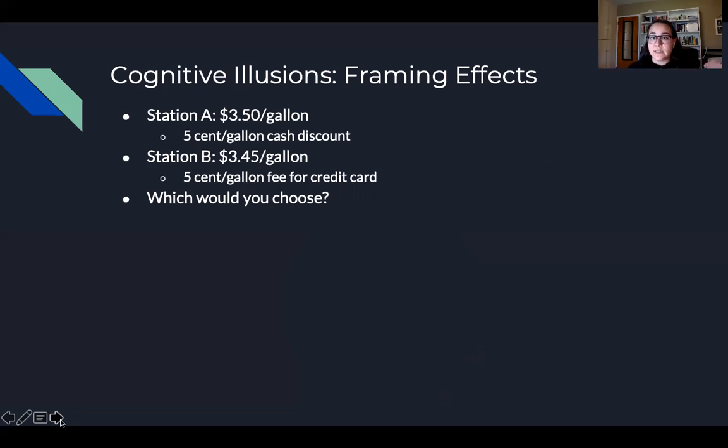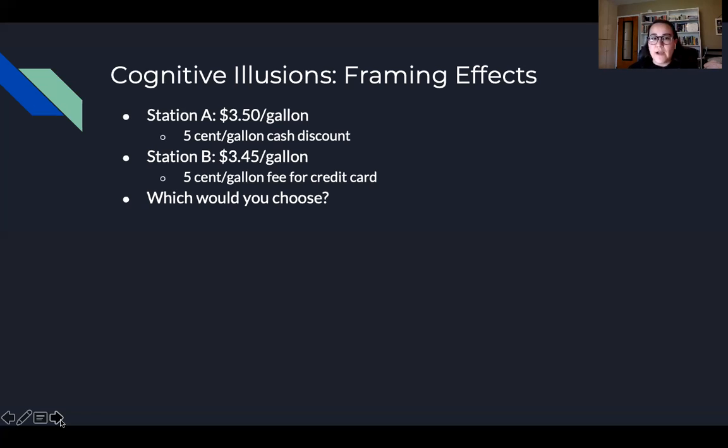And you see that there's a sign in front of station A that says, hey, there's a 5 cent per gallon discount that we give if you use cash. And then you also see a sign in front of station B, and this one says there is a 5 cent per gallon surcharge for using credit cards.